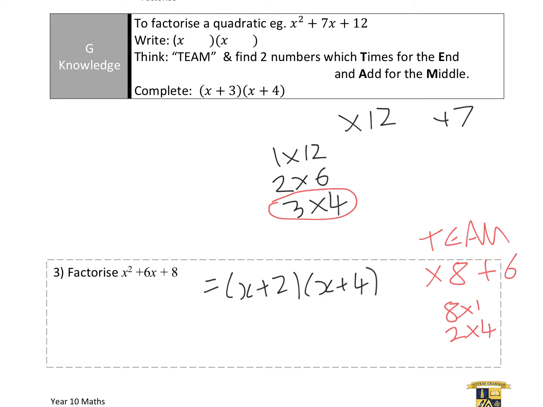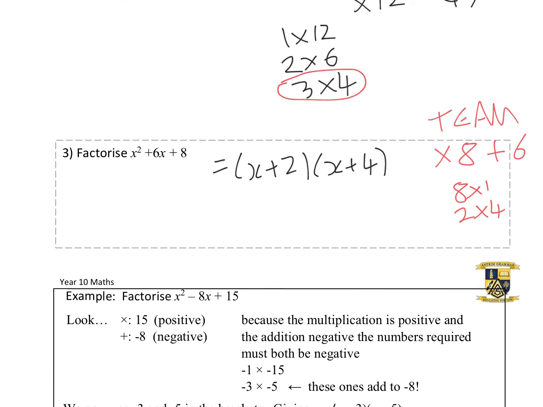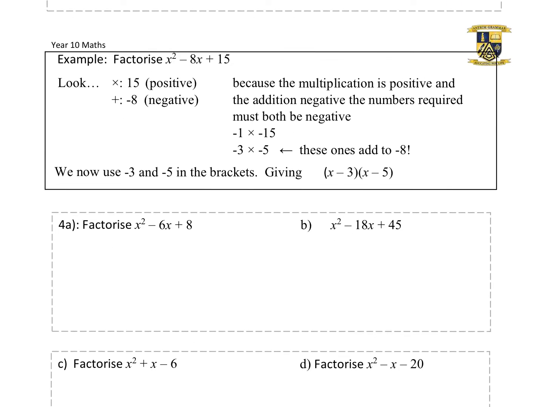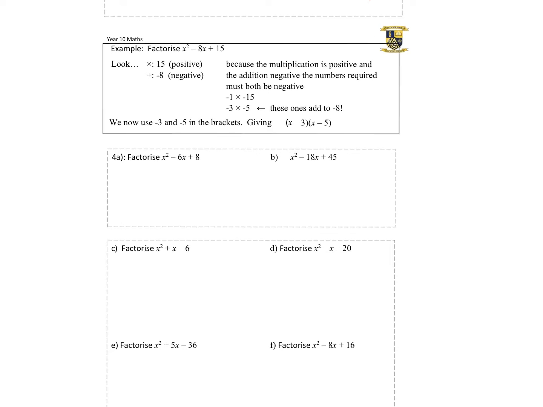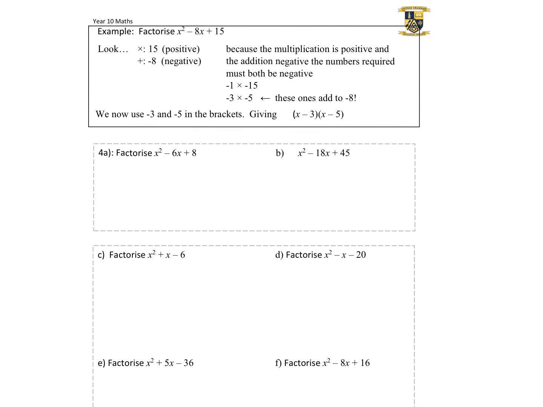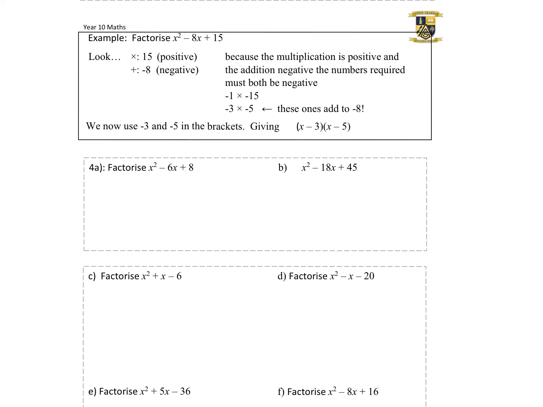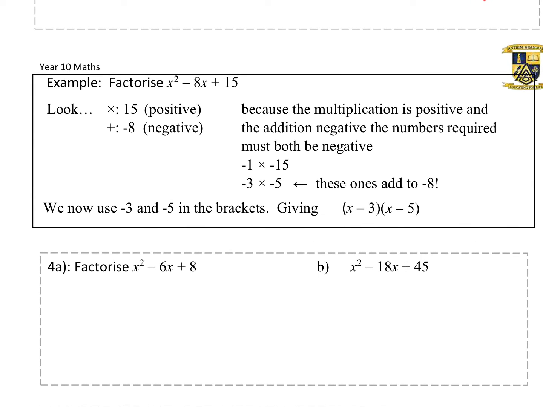Let's look at some other quadratics to factorise where maybe the numbers to find are a little bit more complicated. You can pause the video and have a go yourself at examples A, B, C, D, E, and F. So before we go into them, I'm going to just go over this example here where we're going to factorize x squared minus 8x plus 15.